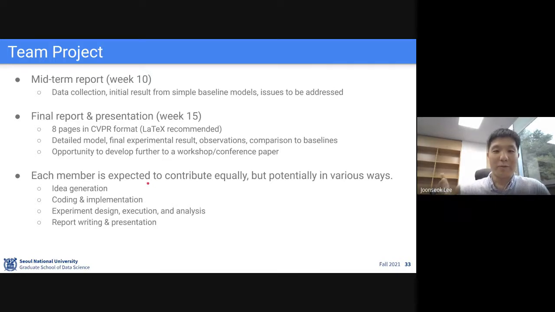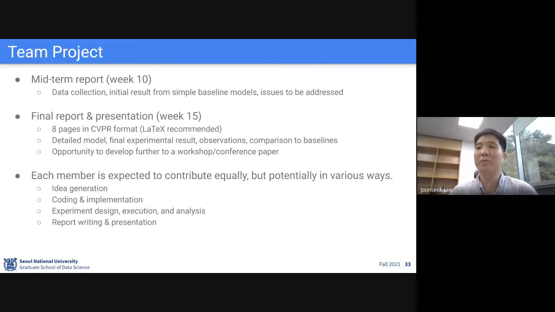Also, whenever you have a team project, it is really important to contribute. Especially this semester, we will have 5 team members in each team. So maybe 1 or 2 of them try to free ride, which is strongly discouraged. Every member needs to contribute equally, but potentially in various ways.